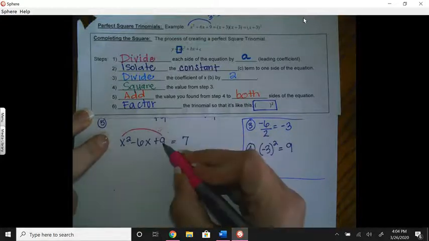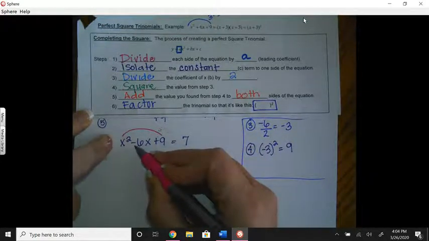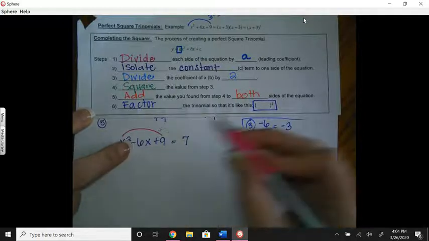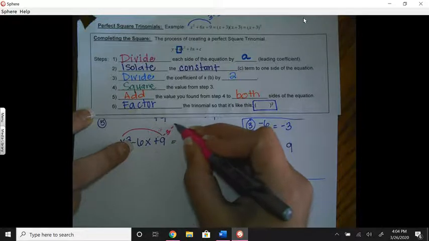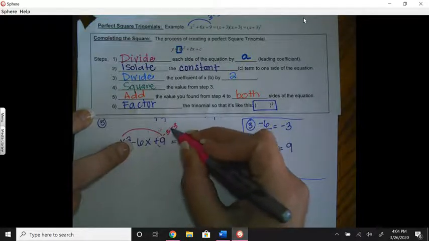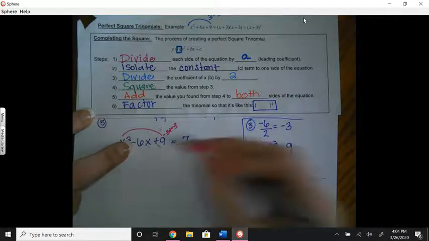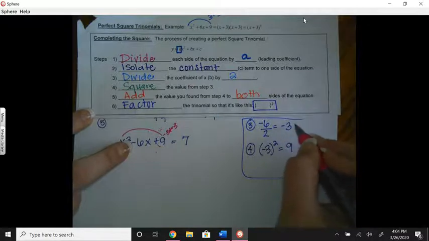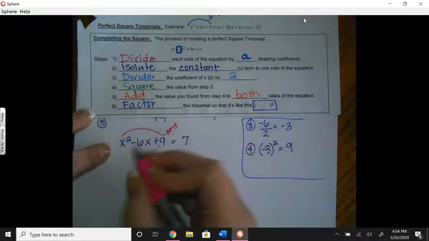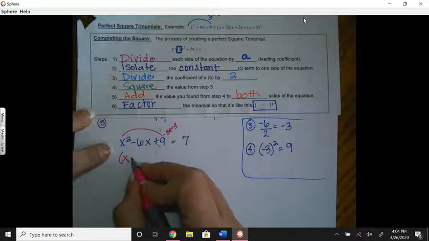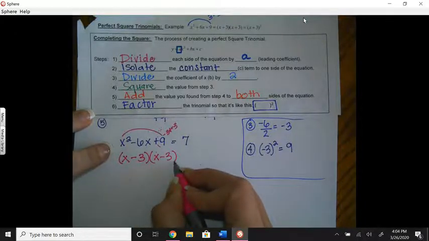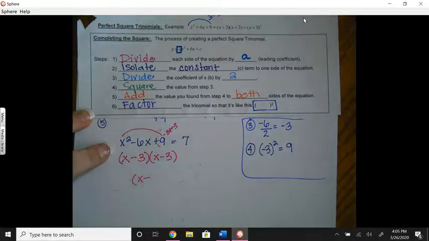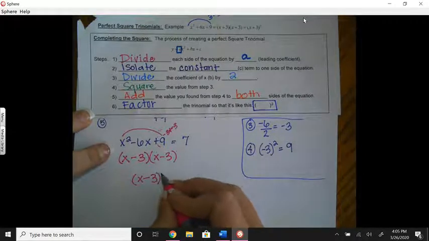What multiplies to 9 and adds to negative 6? It's always going to be this number right here. Negative 3 times negative 3 multiplies to 9 and adds to this. So that's why I like to be organized in my work and write it out. So that way when I factor, it makes it so much easier. And remember, you can write that down as x minus 3 to the second power.